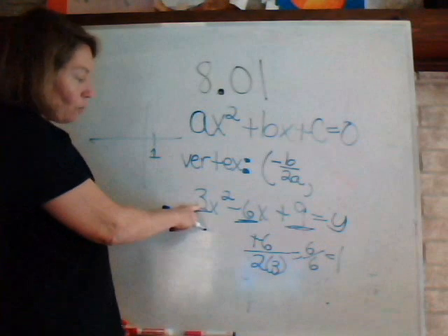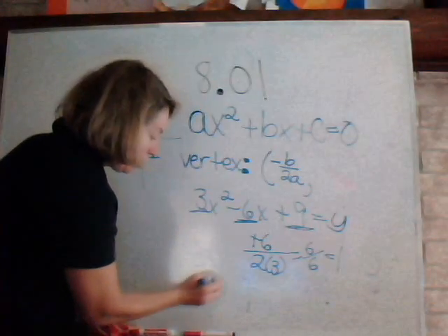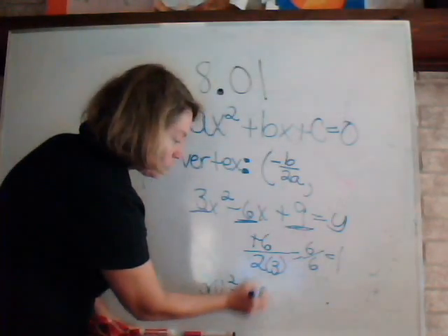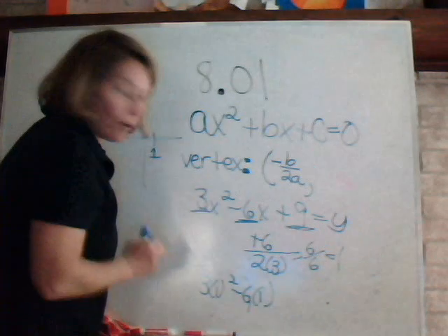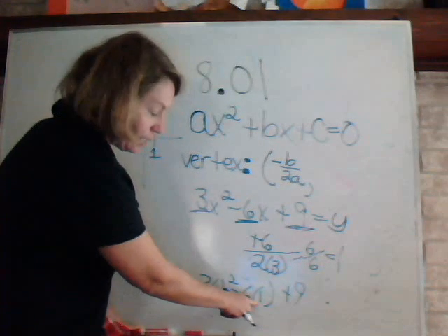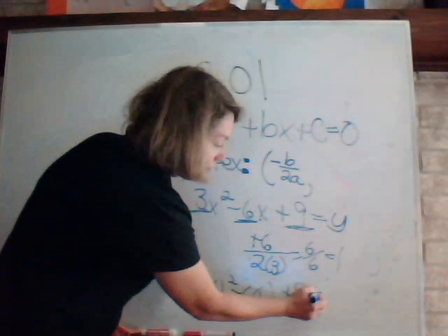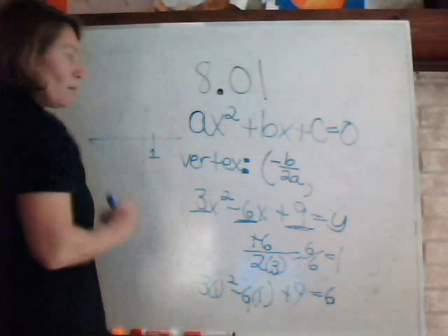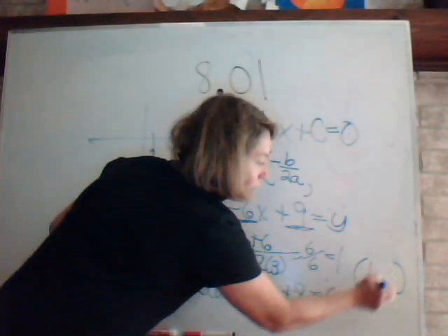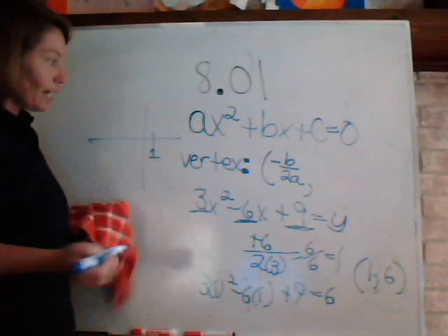So, 3 times 1 squared. Well, that's just going to be 3. 3 minus 6 times 1, because I got to plug in my 1 there also, plus 9. So 3 minus 6 is negative 3. Negative 3 plus 9 is positive 6. So that means my vertex is going to be at the ordered pair 1, 6. And that's how I get my vertex.